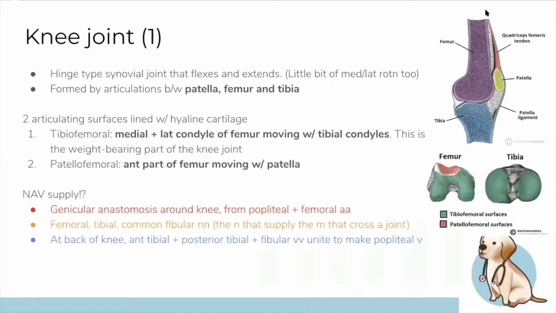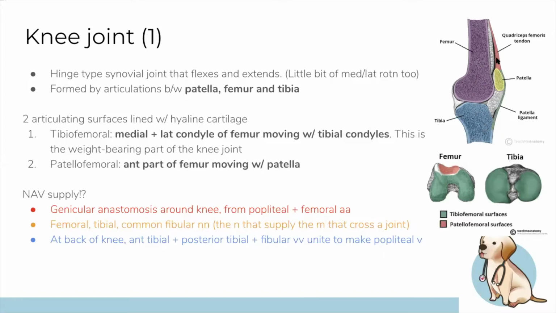Okay, so we're at the end, we're nearly finishing. So we're down at the knee joint now, and the knee joint is pretty simple. It's a hinge joint. It flexes, it extends, it rotates a little bit, and it's made by the thigh bone, the leg bone, and the knee bone. There's two articulating surfaces, basically meaning that the tibia moves with the femur, the femur moves with the patella, but the patella doesn't move with the tibia just because of its location.